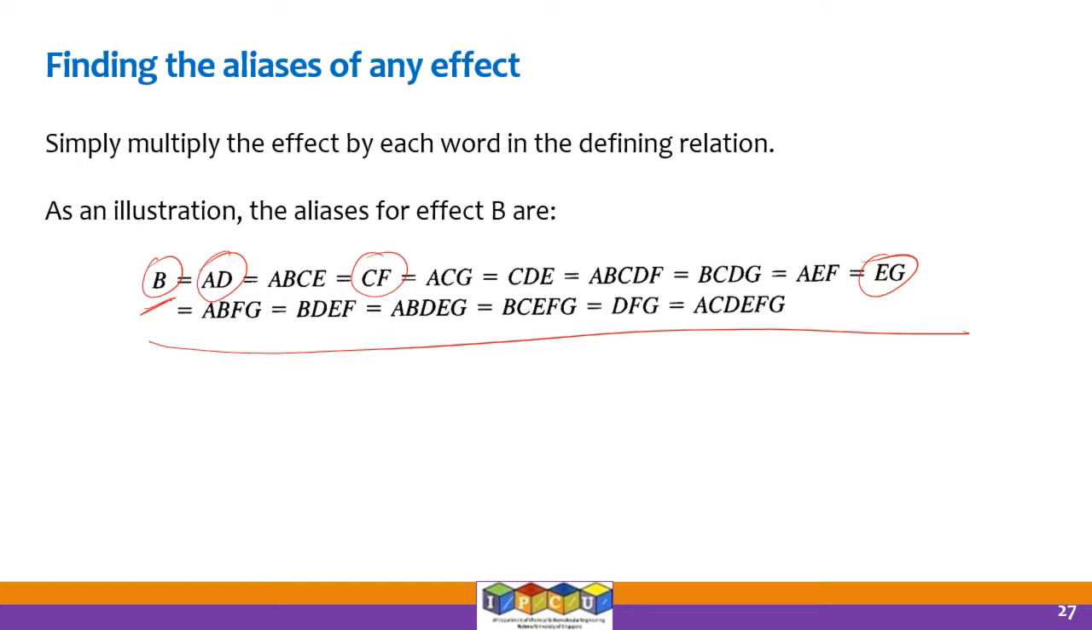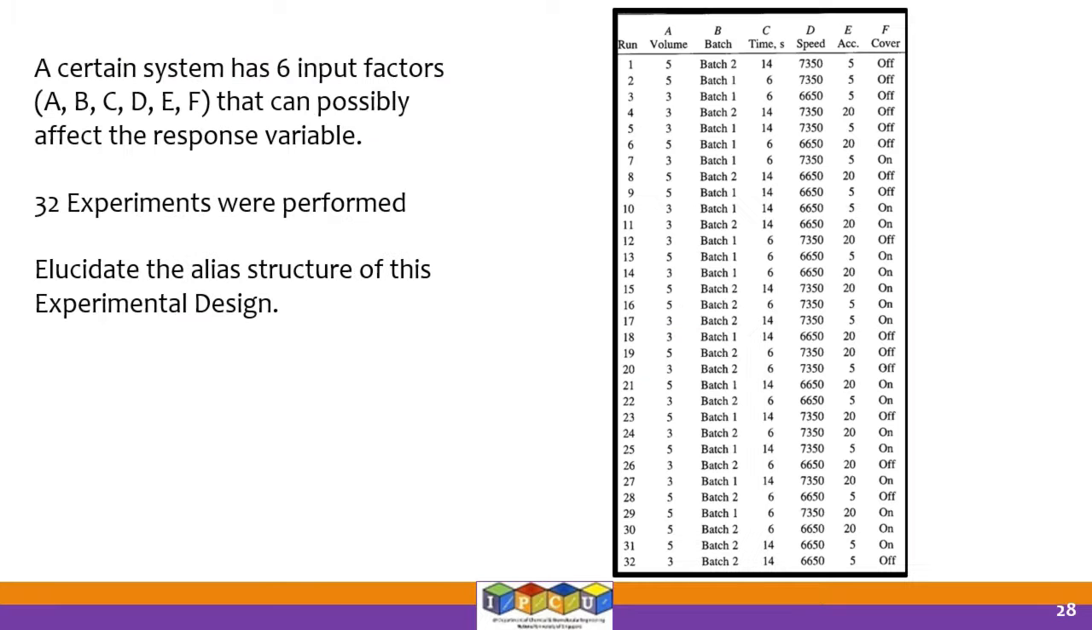That is the key. So what we are doing here is we are taking the same system, a system with 6 factors, and we are doing 32 experiments. So we are doing half of what is the full factorial design. So we are doing a half fraction design. And the task here for us is to elucidate the alias structure of this design and to find the resolution, etc. So that is a continuation of the previous problem.